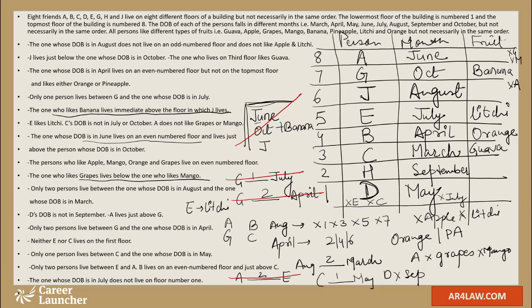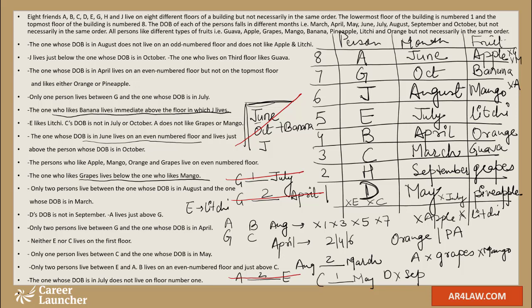Grapes should come below mango, and apple is not liked by August, so apple could go to floor 8. Grapes should come below mango, so mango could go to August. Grapes can come to floor number 2, leading us to the person on floor number 1 liking pineapple.